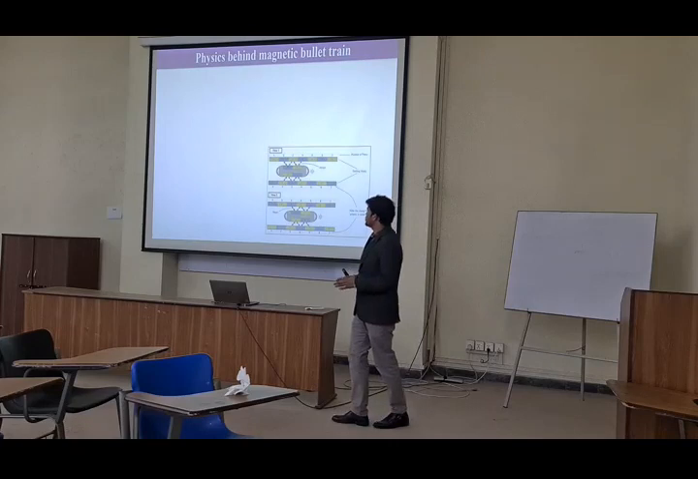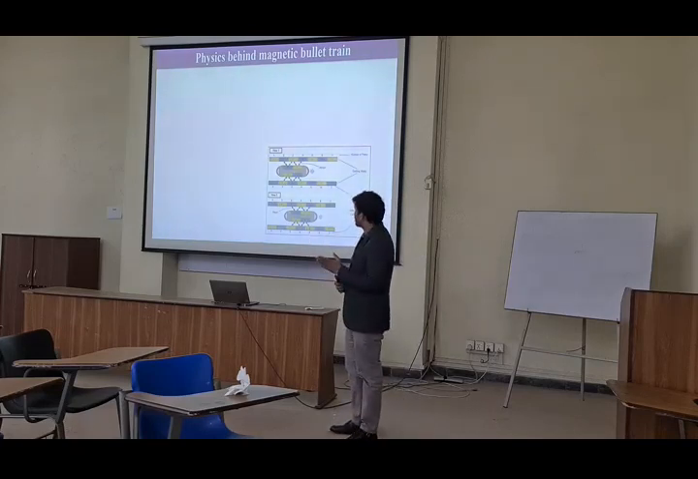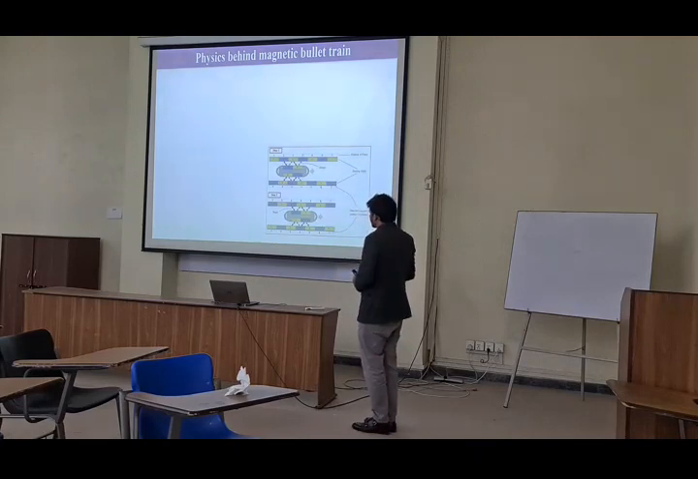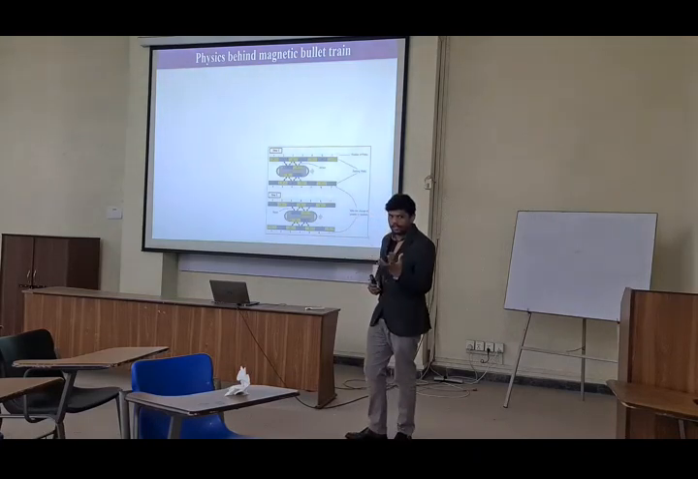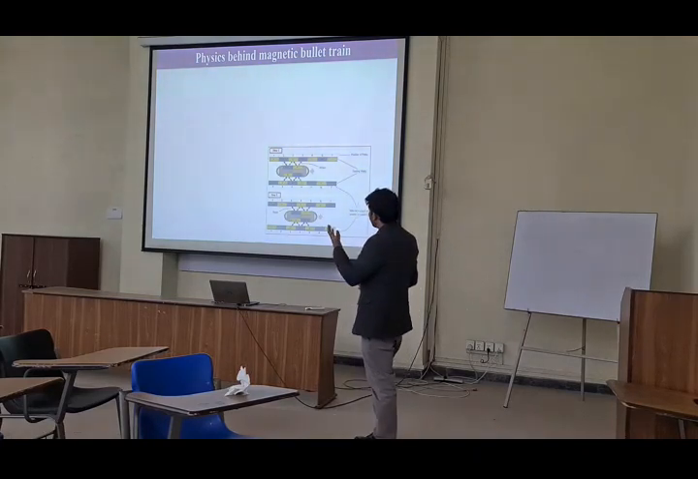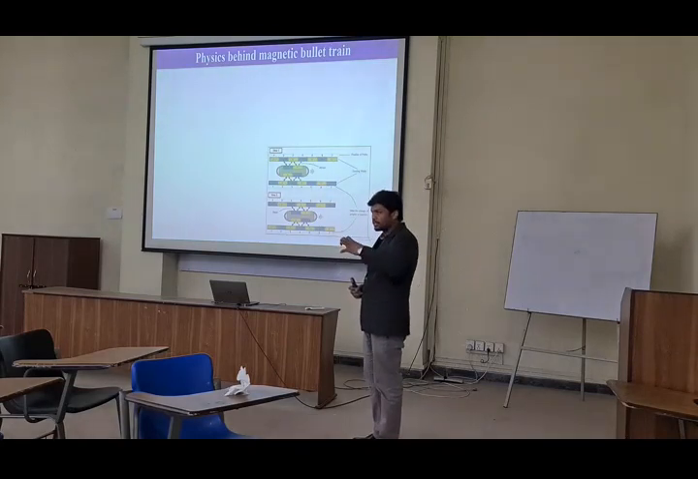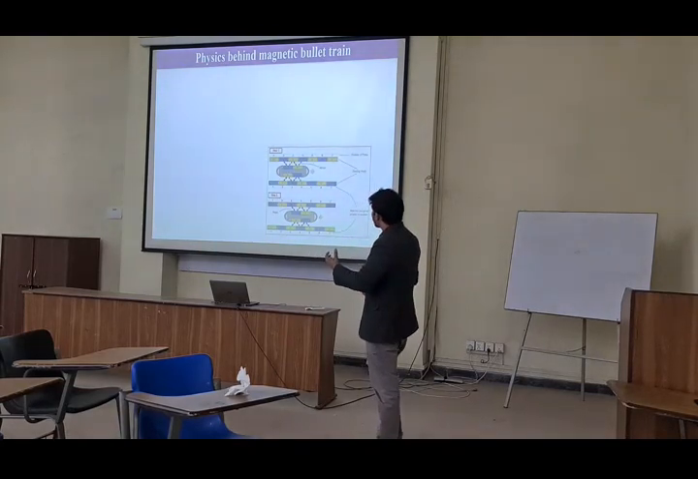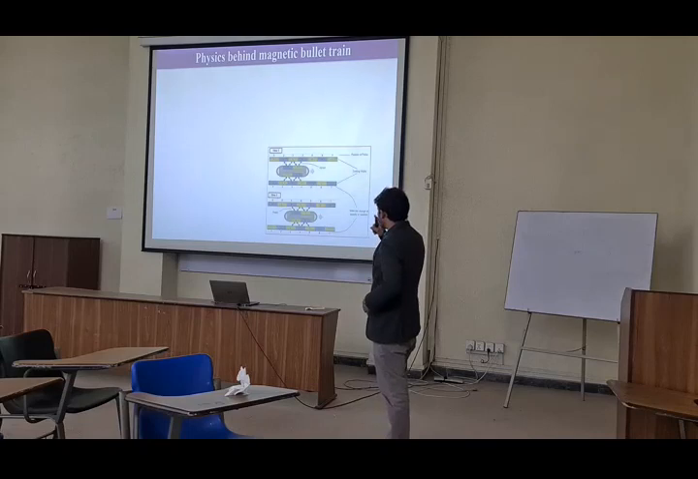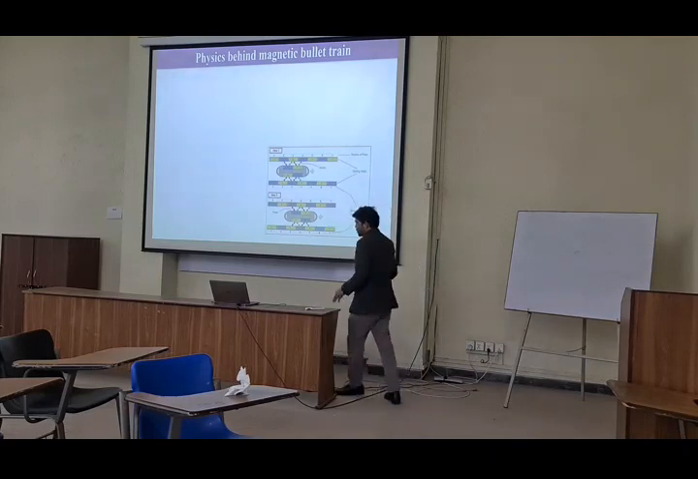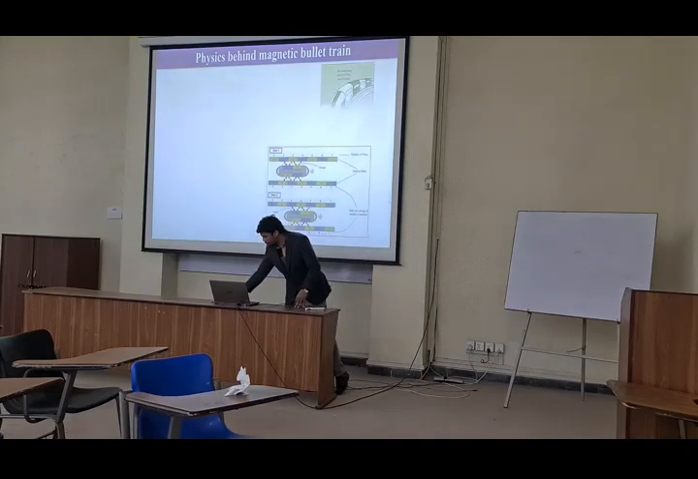So now we discuss the physics behind the magnetic bullet train. This picture actually explains the physics working behind running the magnetic bullet train. So here are the two main things: first is levitation, and the other is propulsion.